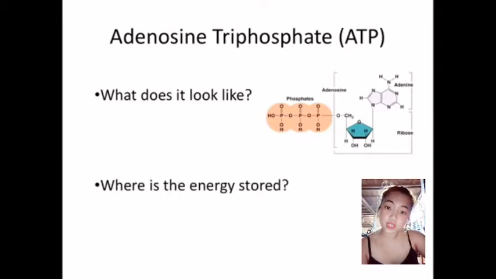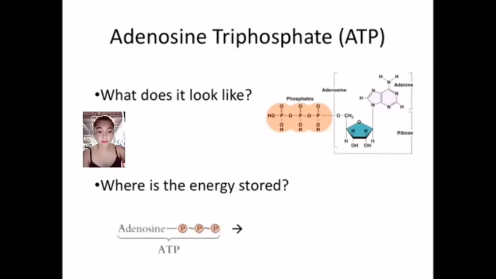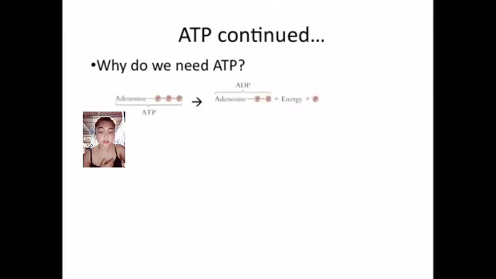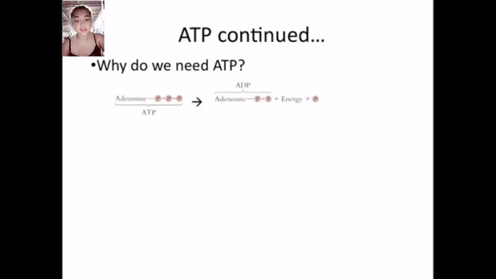The energy in ATP is stored in the bonds between the phosphate groups. When these bonds are broken, usable energy is released, leaving a molecule of ADP, or adenosine diphosphate, and an inorganic phosphate. Because of its energy storage capacity, ATP is a molecule that is essential to life. Remember that energy is produced when ATP is broken down into ADP and inorganic phosphate.